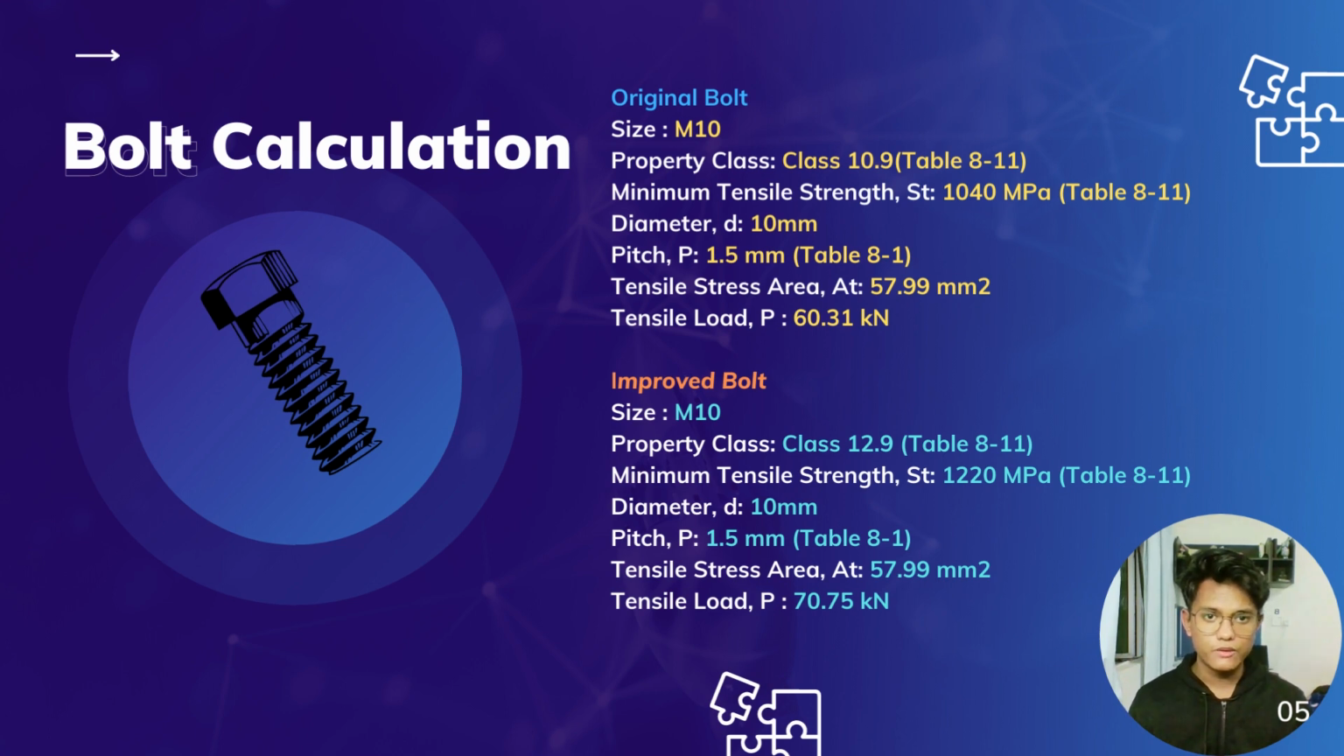The property class we can obtain from table 8.11, and the minimum tensile strength we also obtain from table 8.11, and the pitch we obtain from table 8.1. This calculation leads to the value of tensile load of the original bolt and improved bolt, which is: the original bolt has 60.31 kN, and the improved bolt has a tensile load of 70.75 kN.